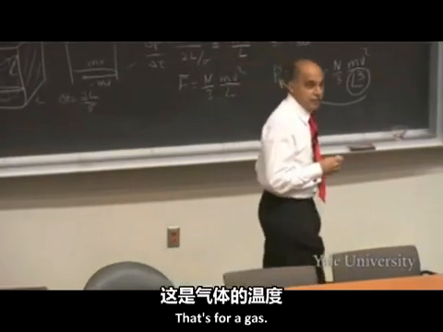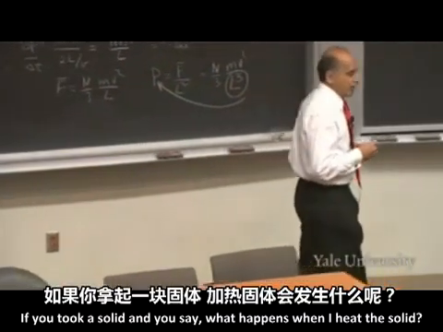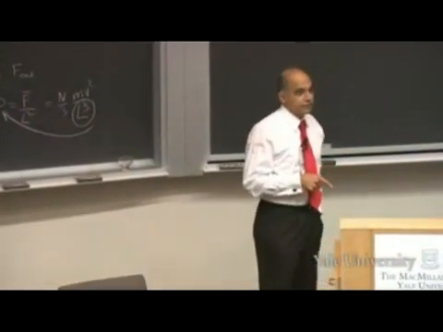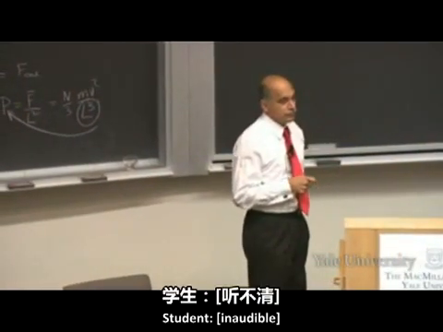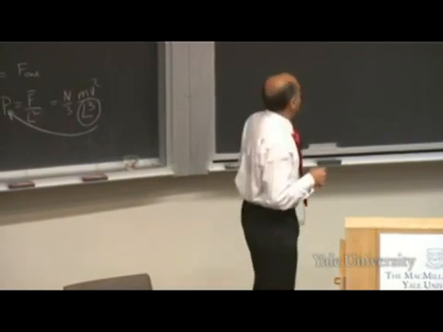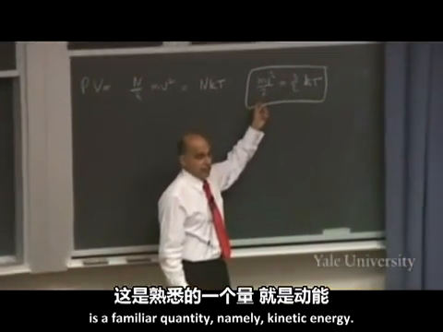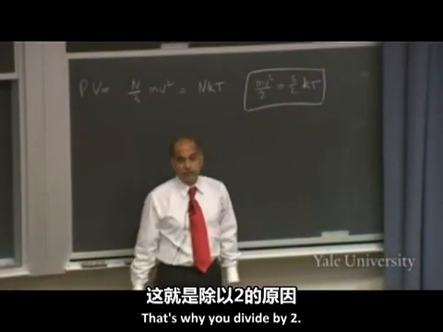That's for a gas. If you took a solid and you say, what happens when I heat the solid? Well, you got a question? Yes? Just out of curiosity, why, when they figured that out, did they decide to divide both sides by 2, just to make it? You divide by 2 because 1/2 mv squared is a familiar quantity, namely kinetic energy. That's why you divide by 2.